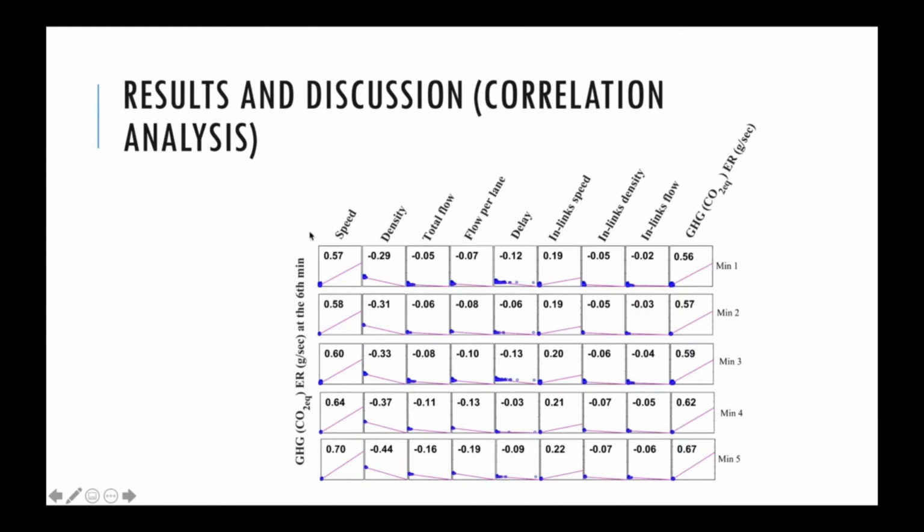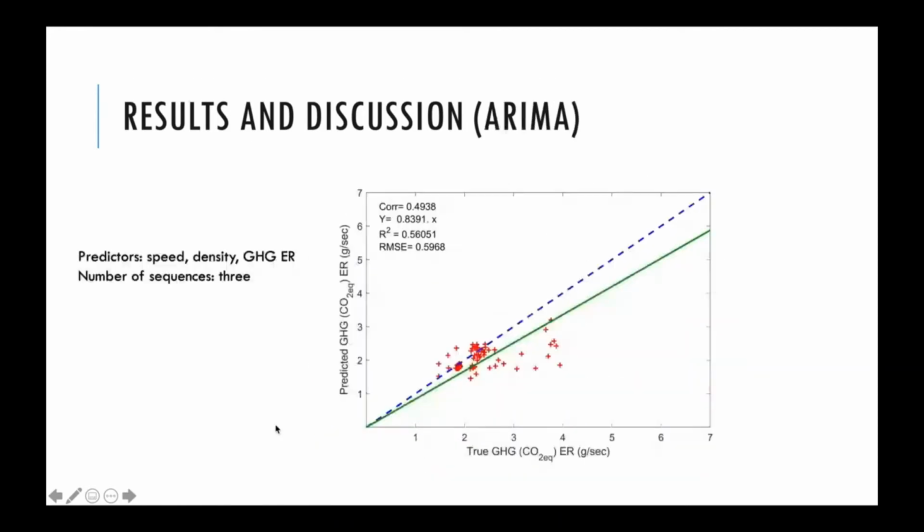In terms of the outcome, the top highly correlated indicators are, in order: speed, greenhouse gas emission rate, density, and in-link speed. These are the top four correlated variables with greenhouse gas emissions at the 6th minute.